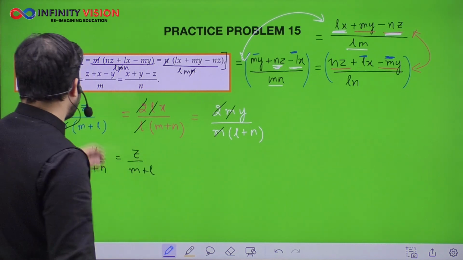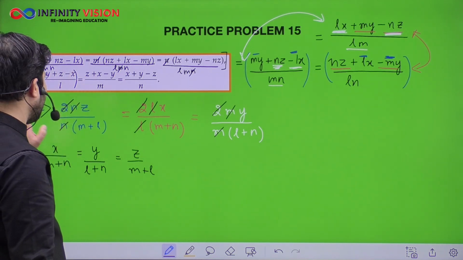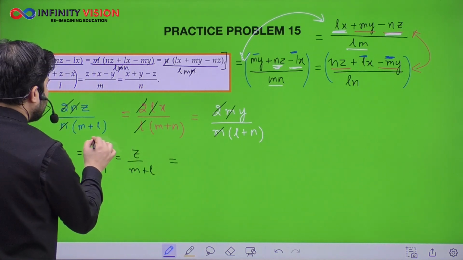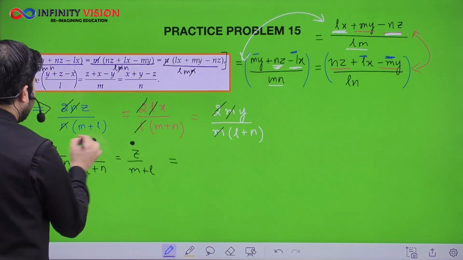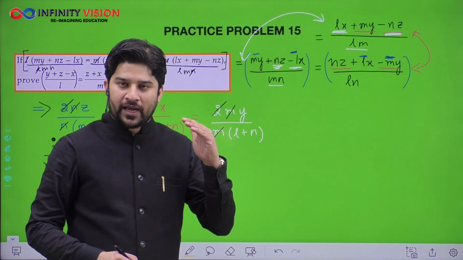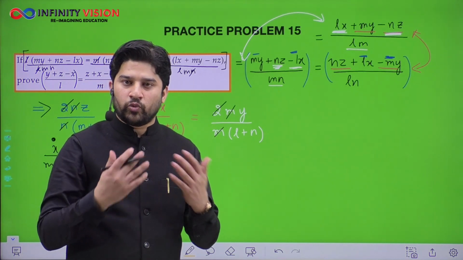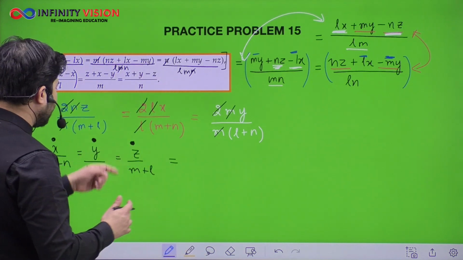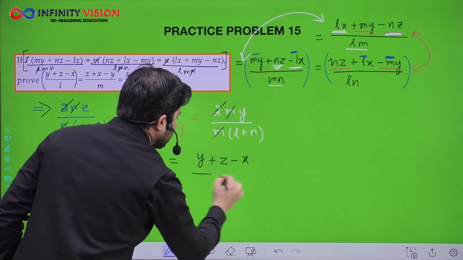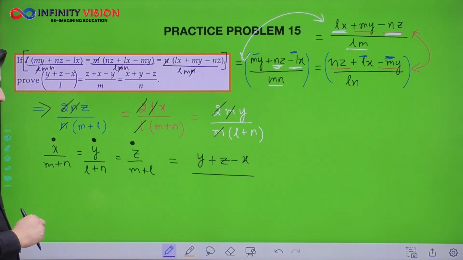Now what you need to have, if you focus here, you have y plus z minus x. So what I'm going to do, I'm going to add the antecedents of these two and subtract the antecedent of this. So I'm adding the antecedents and subtracting the antecedent of an equal ratio, so the equality won't be changed. So I can write y plus z minus x. So I just added these two antecedents and subtracted the first antecedent.